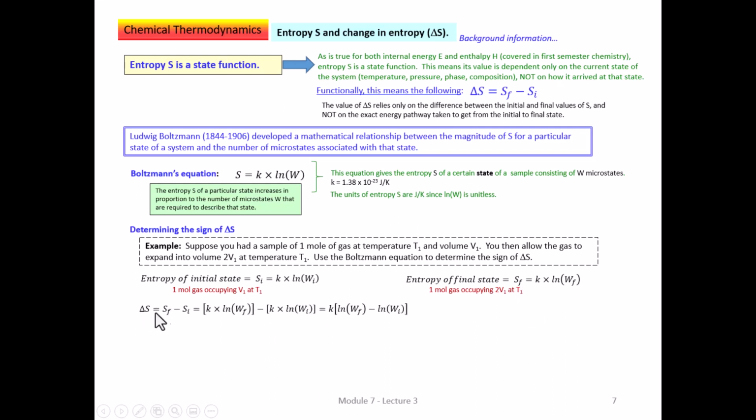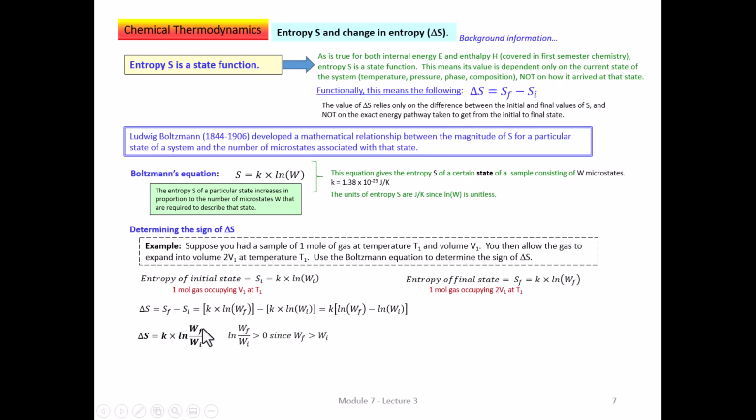We said delta S would be the final state entropy minus the initial. So we're going to take the final state entropy right here, k times ln of W final, and subtract the initial state entropy, k times ln of W initial. If we factor out the k, we'd be left with k times ln of W final minus ln of W initial. And if you recall the rules of logarithms, this term here is the same as the ln of the ratio of W final over W initial. So we have delta S equals k times ln of W final over W initial.